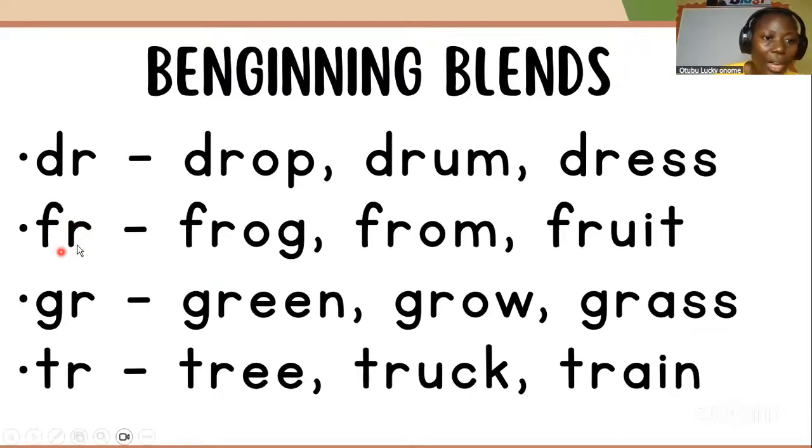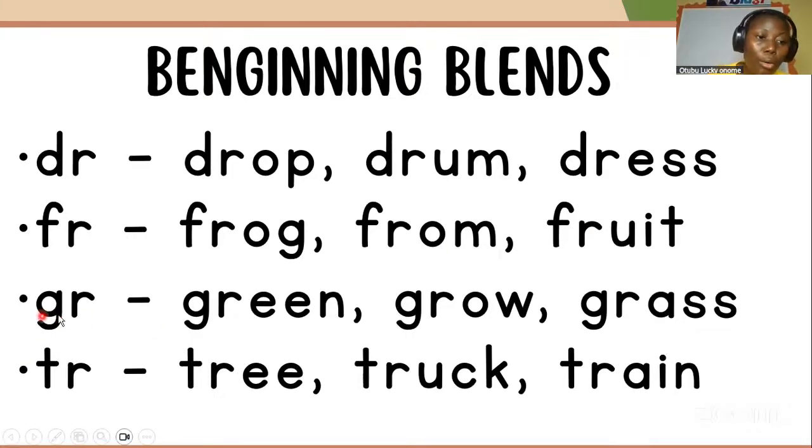We have fur. F and R says fur, and we have it in words like frog. Frog is an animal. It stays on land and also in water, but not a sea that is so deep. Then we have from. From is a preposition. Where are you from? Where are you coming from? Then we have fruit. Fruit is edible things that we eat.